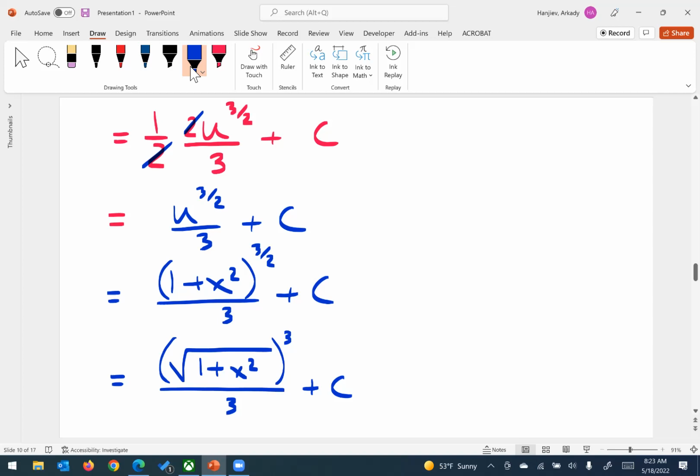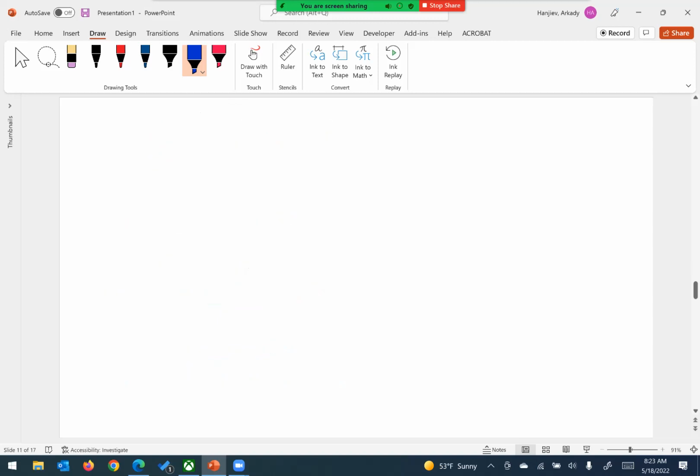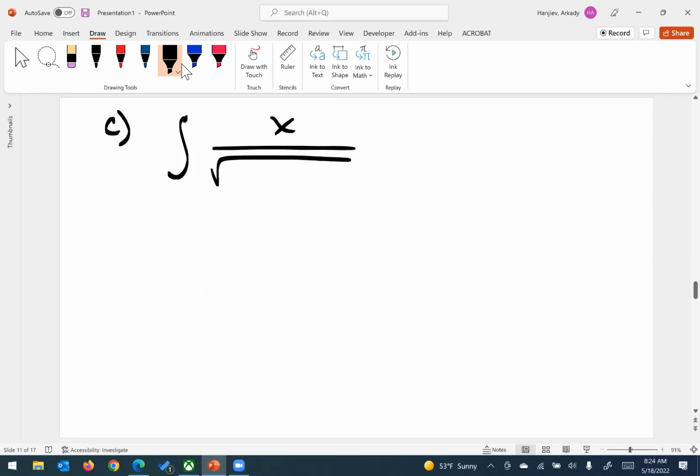Can I throw some more difficult ones at you now? Okay, so where are we on C? Okay, you guys, this one now. Antiderivative of x times the square root of 1 minus 4x squared dx.